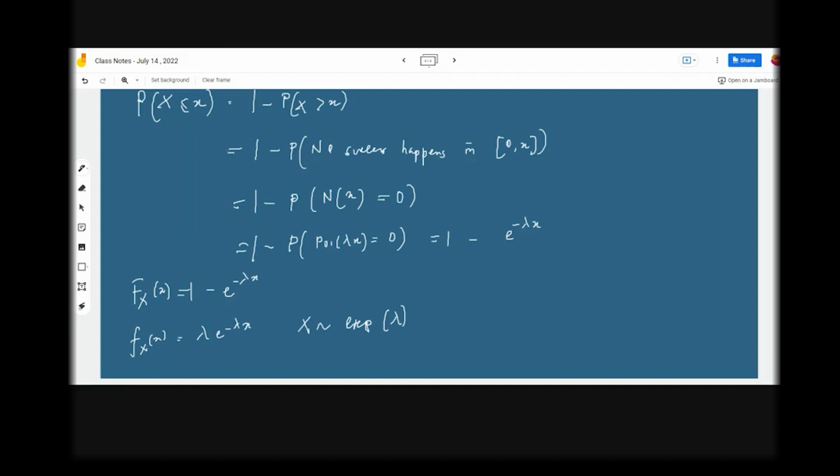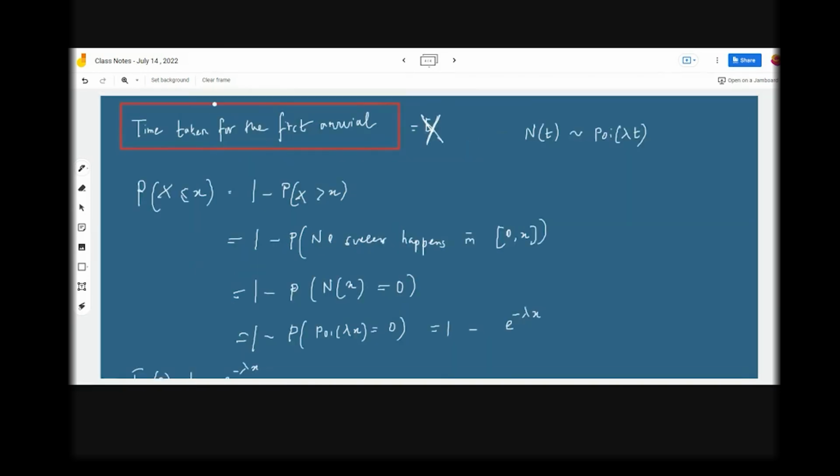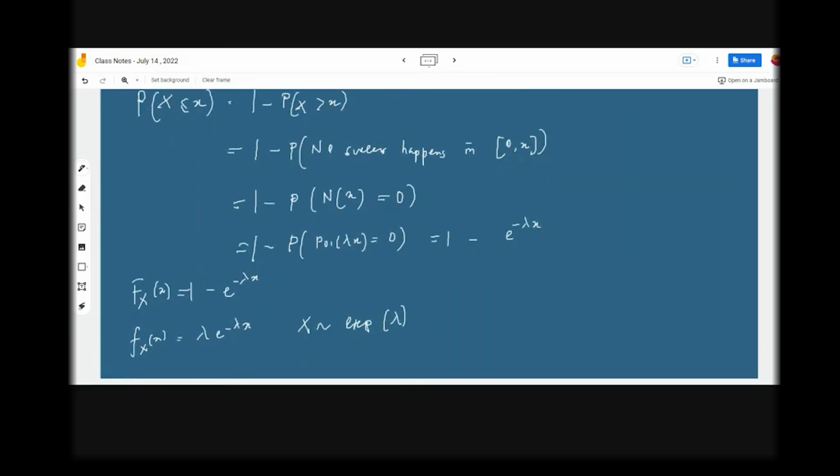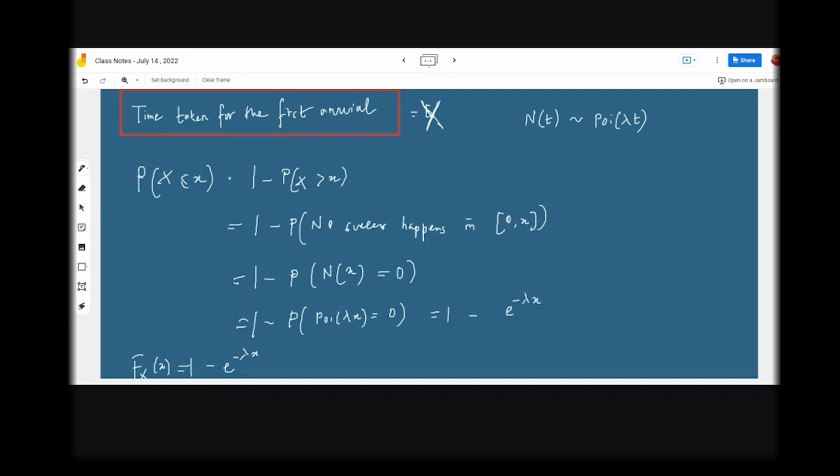So it shows you the connection between counting, and this is very beautiful, okay? I find this connection very beautiful. I really like it. So the time to the first success follows this. If you remember, I told you that Poisson can be used to estimate small probability events over a long number of trials. So the example is this.